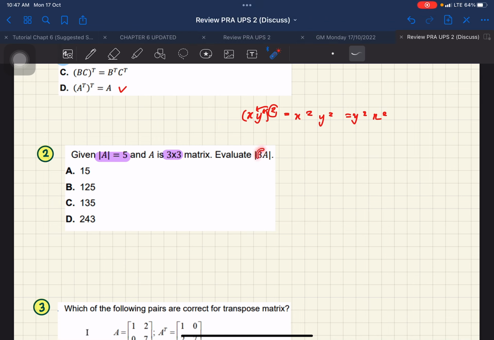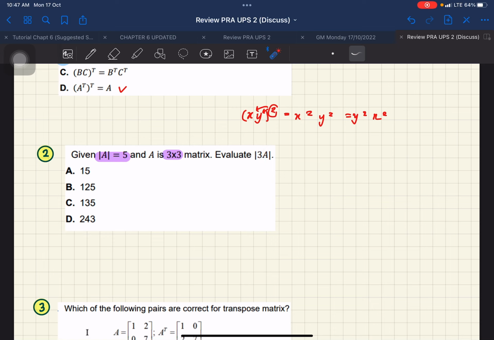Okay, so this one means that awak akan darabkan 3, you will multiply 3, is a scalar multiplication for a matrix A. Okay, so kalau ikutkan, you don't really have to multiply every element that you have with 3. It's going to be such a hassle.